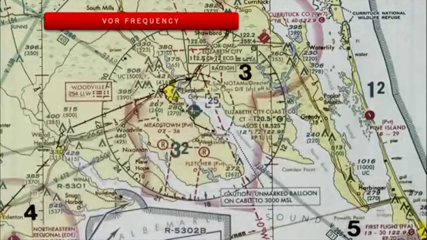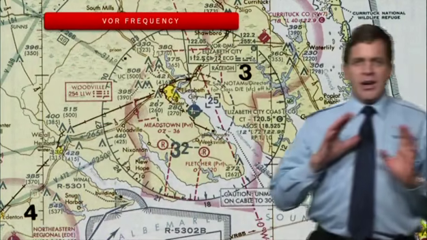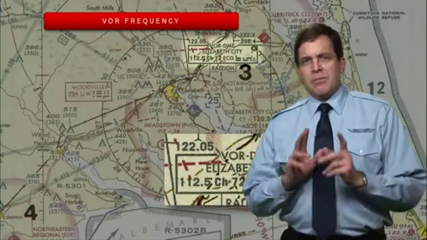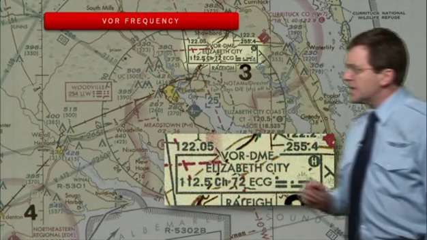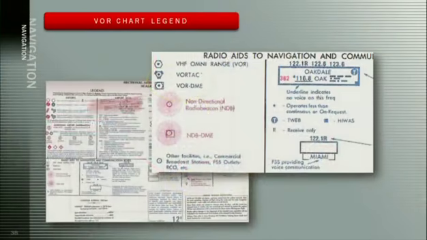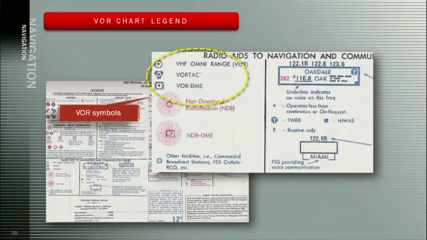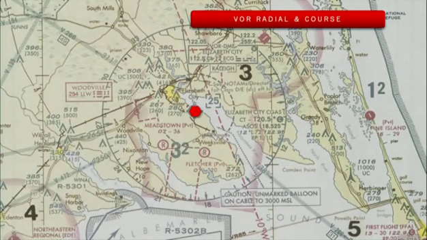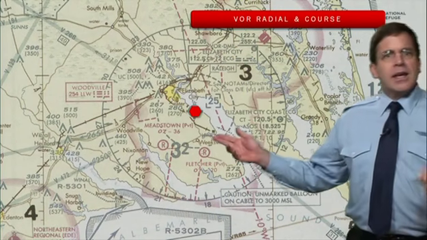The VOR frequency is shown on both VFR and IFR charts. Now, this example illustrates the Elizabeth City VOR frequency of 112.50 megahertz. Note that the VOR is co-located on the airport. A review of your VFR and or IFR chart legends provides additional information on the type of VOR and symbols. Now, here is a chart of the Elizabeth City VOR.